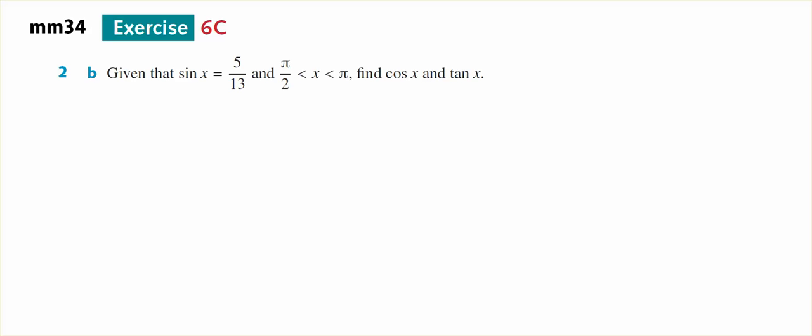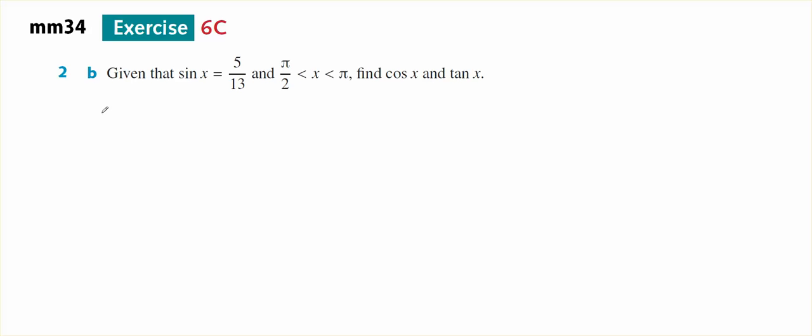This is for Year 12 Methods. It comes out of 6C trigonometry, and it's given that sine of x is equal to this, and we're in the second quadrant. Find cos and tan. I'm going to show you two methods.